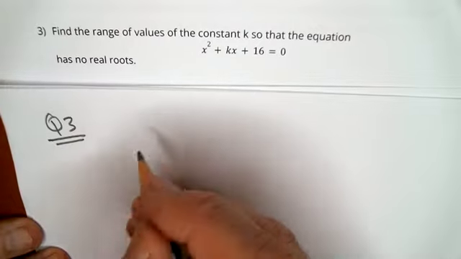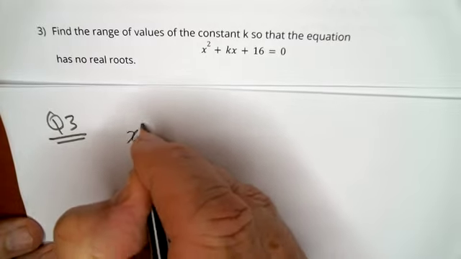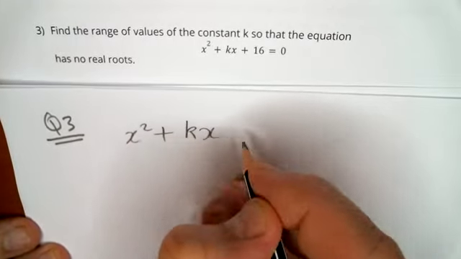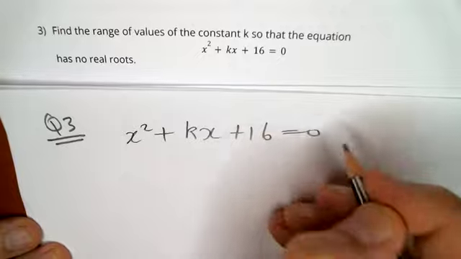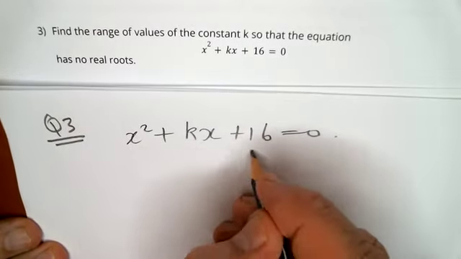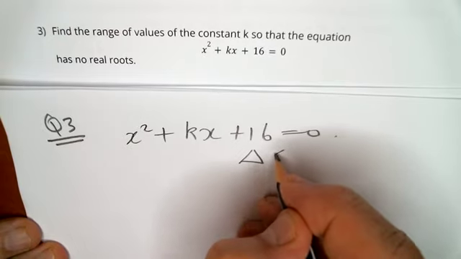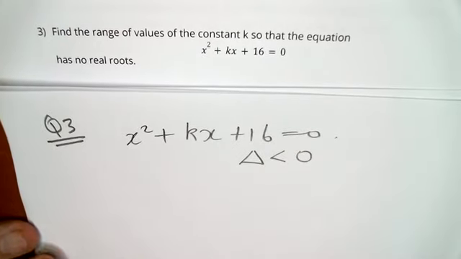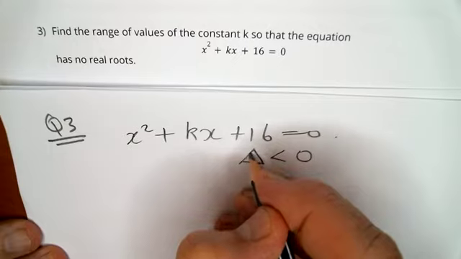So here's the equation first of all. We've got x squared plus kx plus 16 is equal to 0. And we're told it has no real roots, which means that the discriminant must be less than 0. All right, think about that. The discriminant's less than 0.